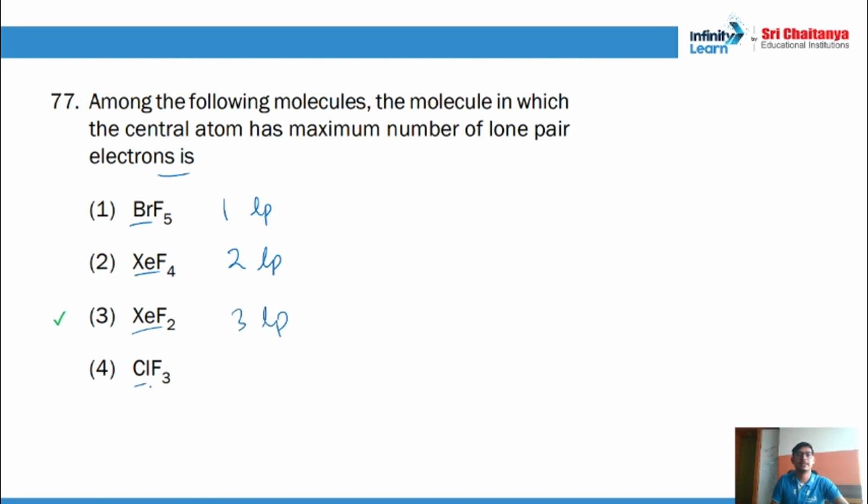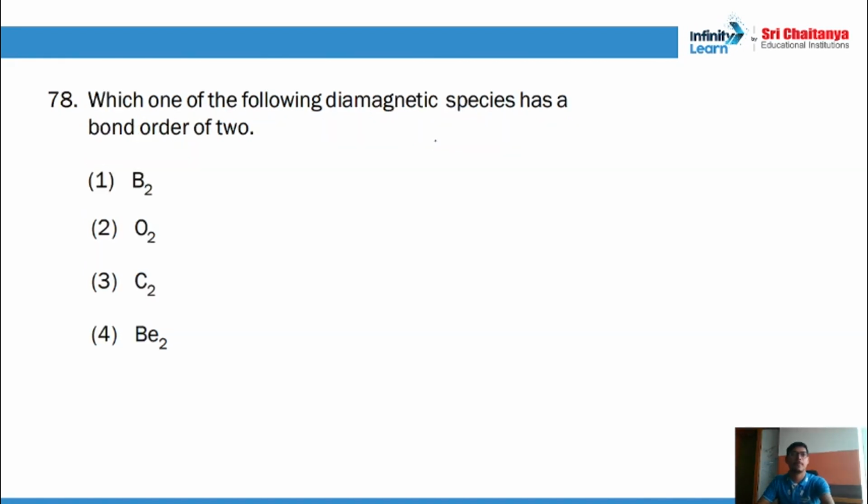And in ClF3, chlorine has 7 electrons. It shares 3 electrons with fluorine atoms. It gets to keep 4 electrons, which is basically 2 lone pairs. So XeF2 has the maximum number of lone pairs on the central atom.